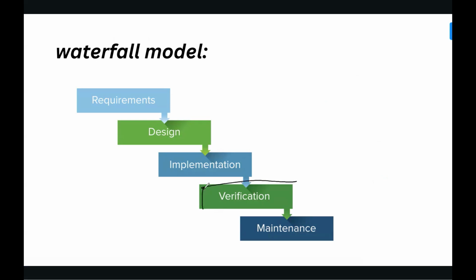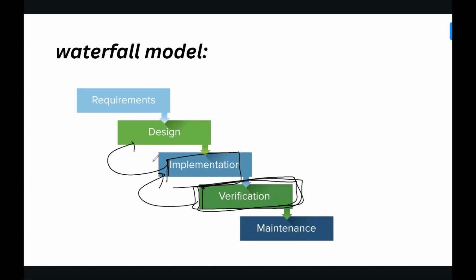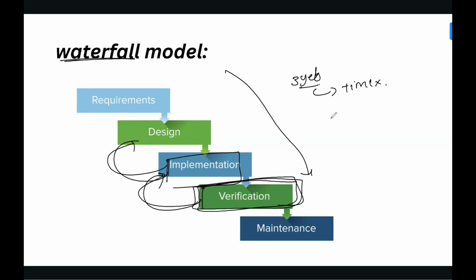If you have failed in the verification part, you can't go back to the implementation phase. Or if you have failed in the implementation phase, you can't go back to the designing part. So ultimately, we can't go back to the previous step in the waterfall model. And also, let's say to come to the verification part, it has taken 3 years of time. So totally we have wasted our time here.